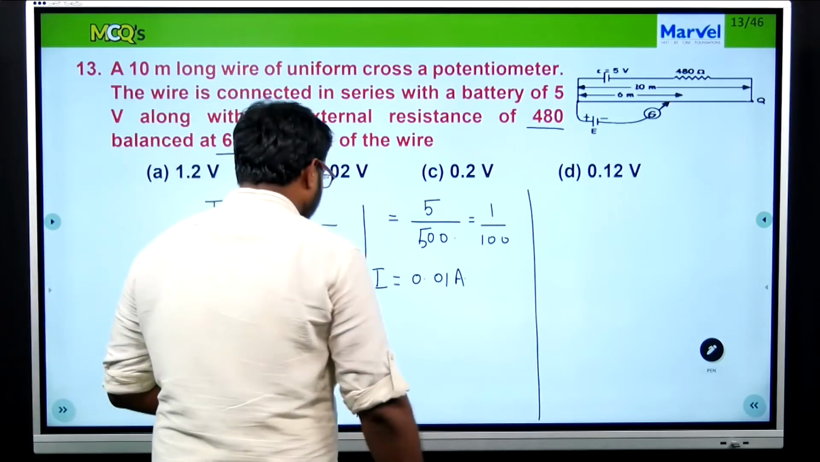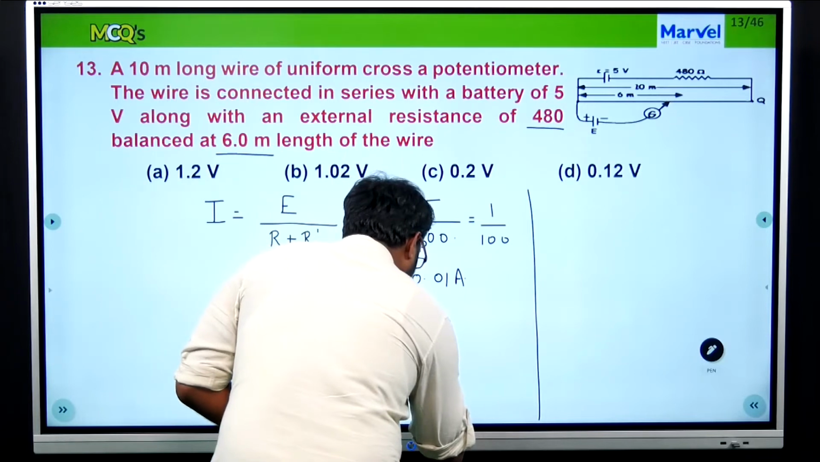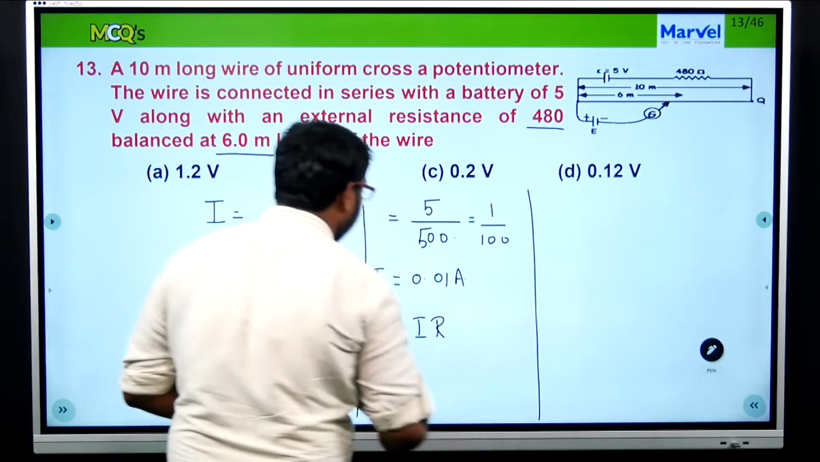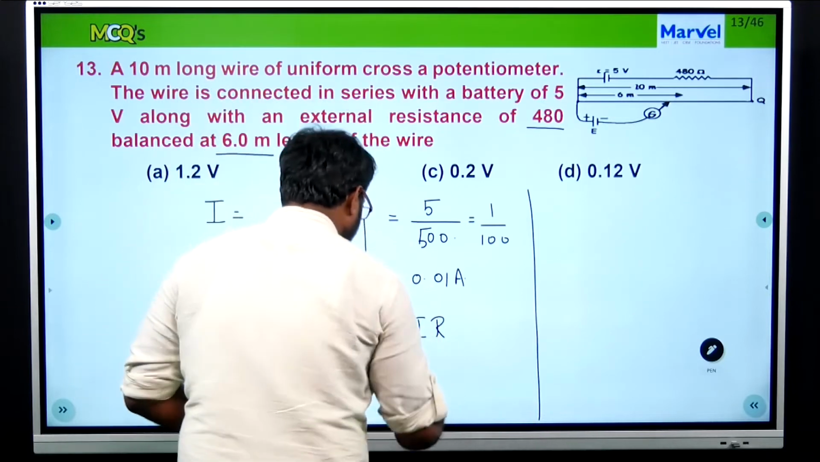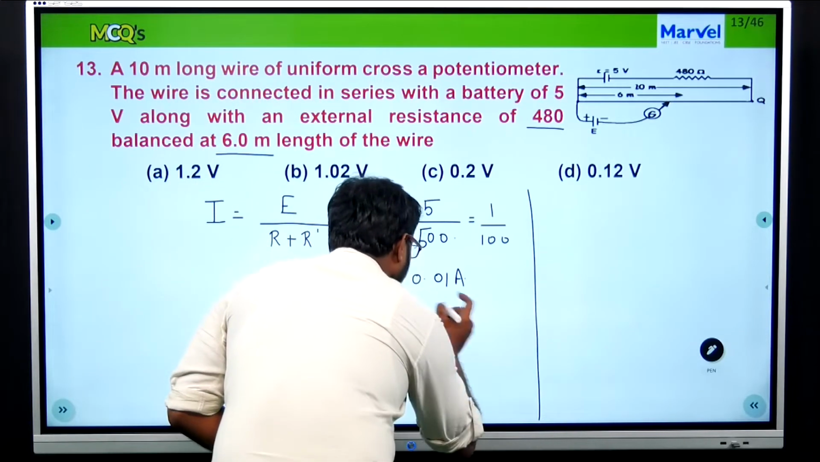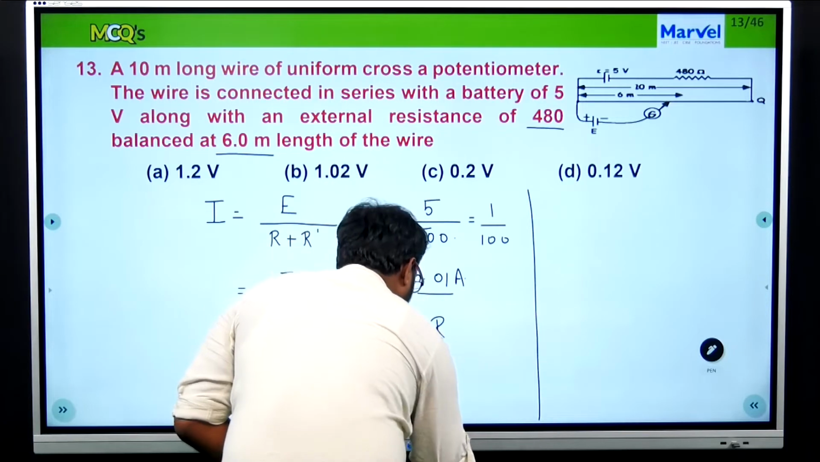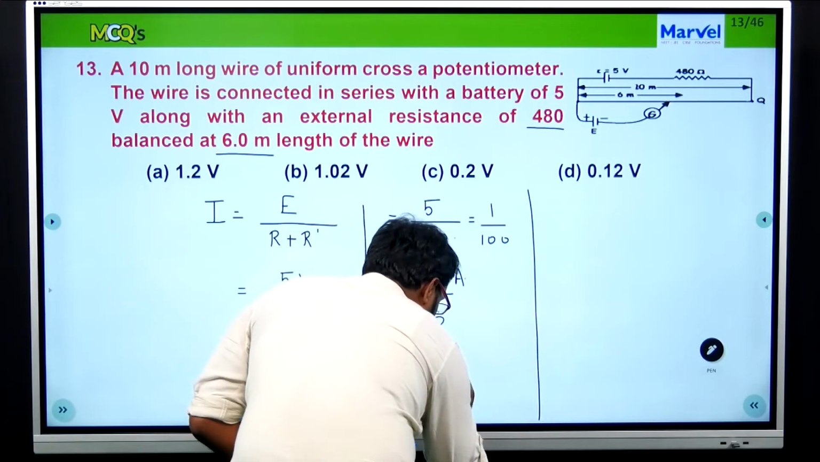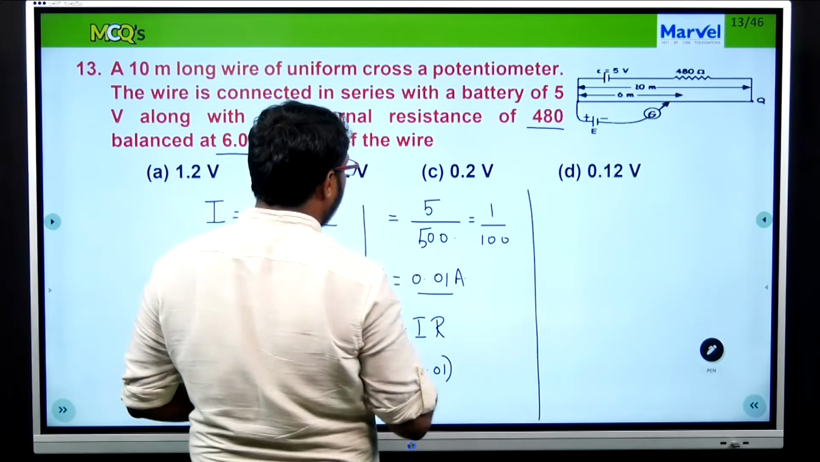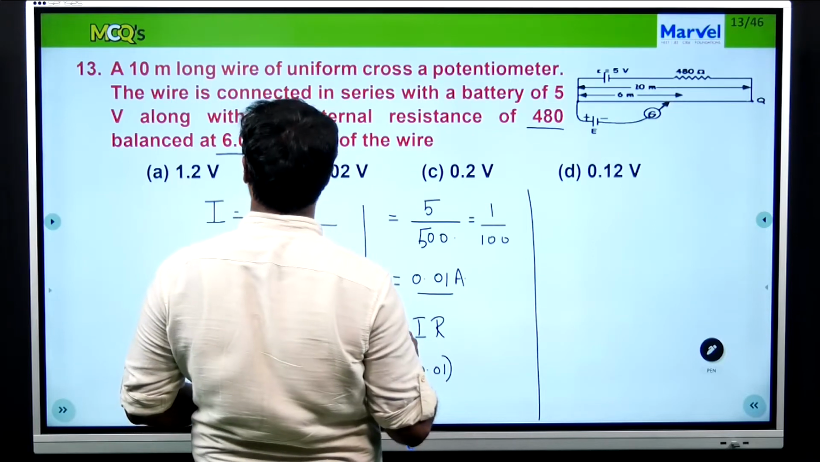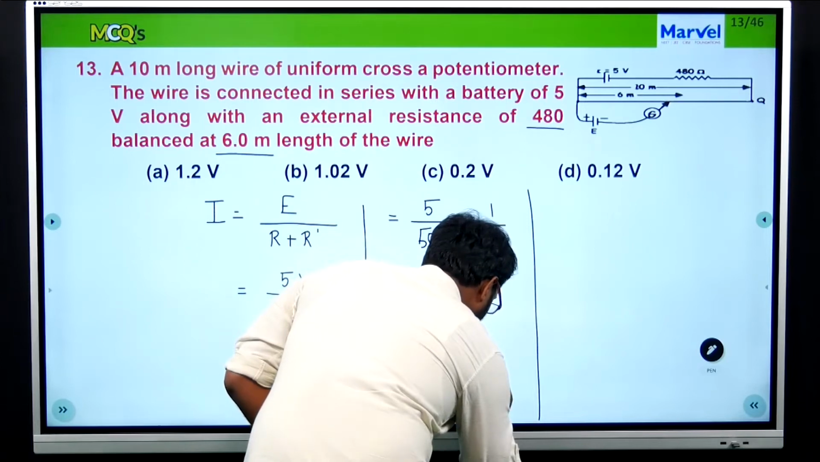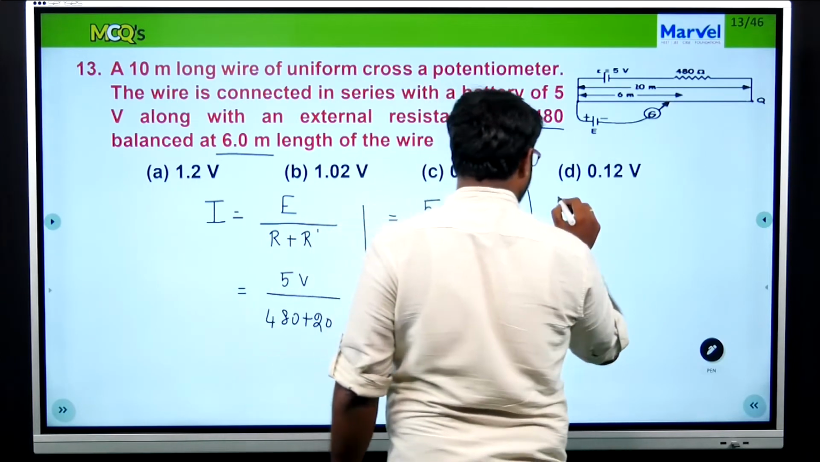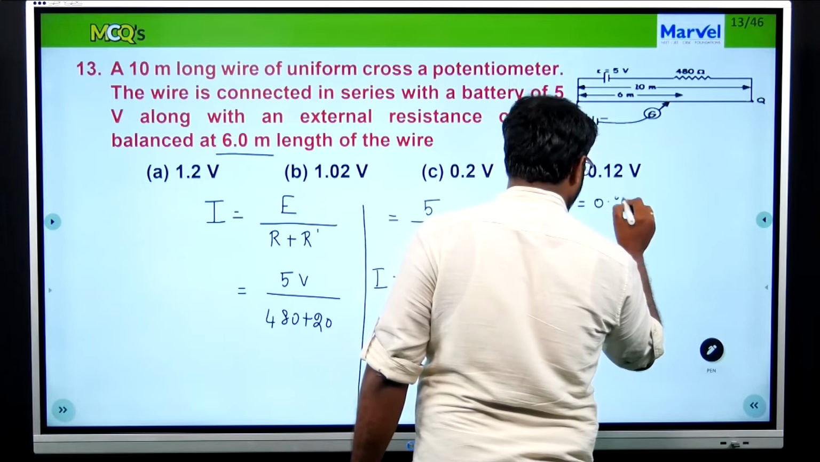then V is equal to I into R. So what is I, by the way? I is nothing but 0.01 amperes, and R being the resistance, which is 20 ohms. I'll just put it in here. So my V is equal to 0.2 volt.